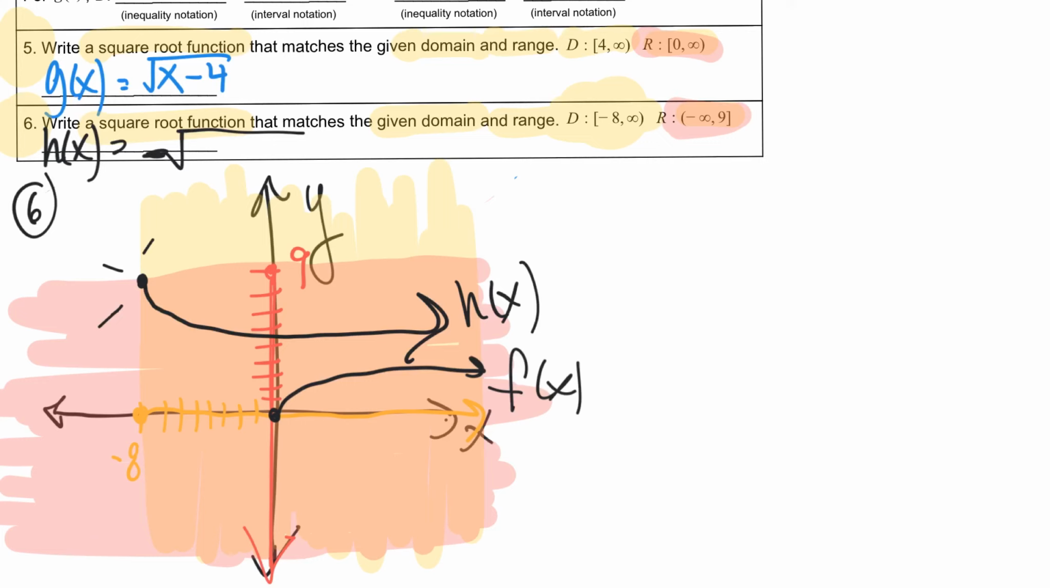It also looks like it moved maybe to the left 8 units, and then it also looks like it maybe also moved up 9. So then if it moved left 8, then I can write x plus 8 inside my square root. And then if it moved up 9, then I can say plus 9 outside of the square root. And there's our function, negative square root of x plus 8 plus 9.